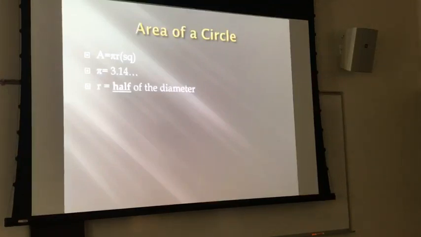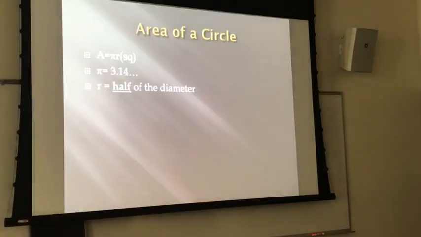So the area of a circle, you may have a problem that says you've got a circle that's 10 inches in diameter. What was the area? So how would you find that? It would just be pi times b. If you have the diameter, pi r squared.